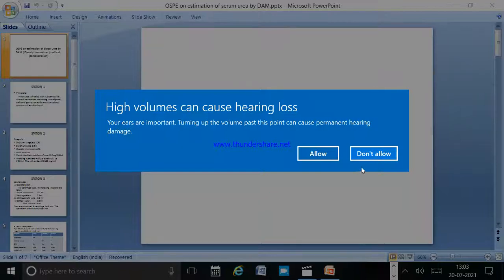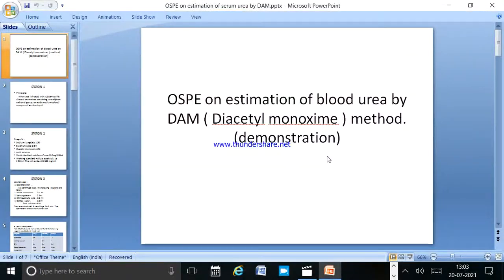Today we are going to discuss an OSPE on estimation of blood urea by the diacetyl monoxide method, the DAM method. Urea estimation can also be done by an enzyme method such as the urease method, but we will be discussing the DAM method, which is a non-enzymatic method.